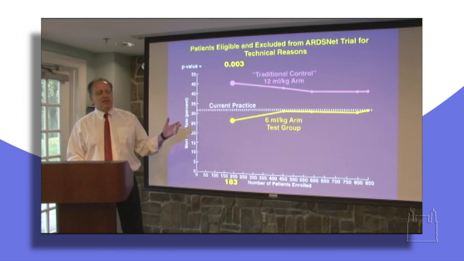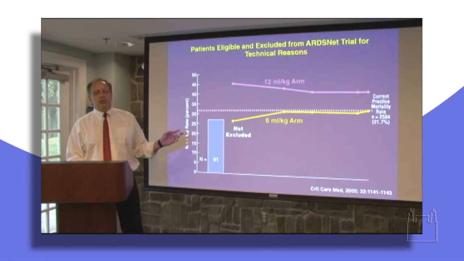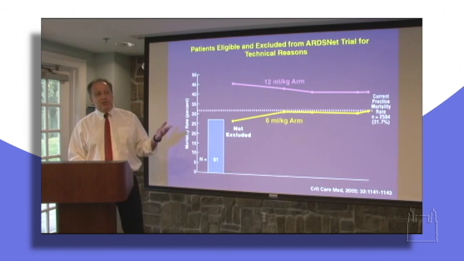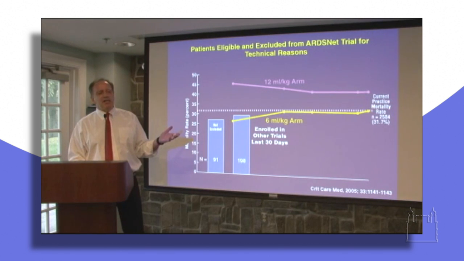But before I continue, let me try to convince you that this is a reasonable approximation by the argument that I gave you in my previous talk of consistency. Let's look at what were the exclusion criteria, why these people getting current practice were excluded. Well, 91 shouldn't have been excluded. They should have been in the trial. It's unclear why they were excluded. And they have a mortality of about 28%, pretty close to the 6. There were 198 who were enrolled in other trials, their mortality was about 30%.